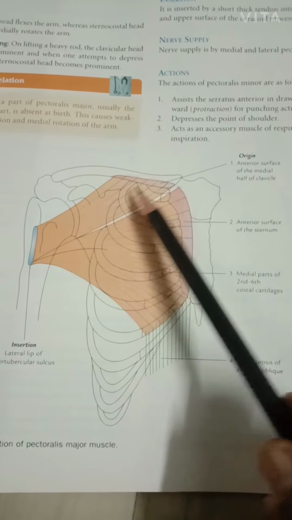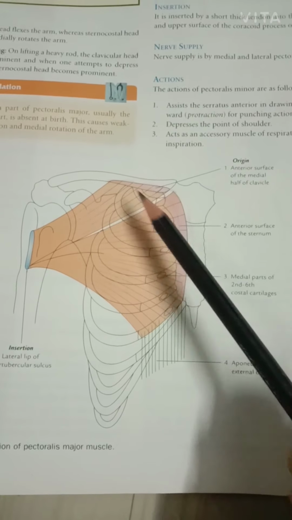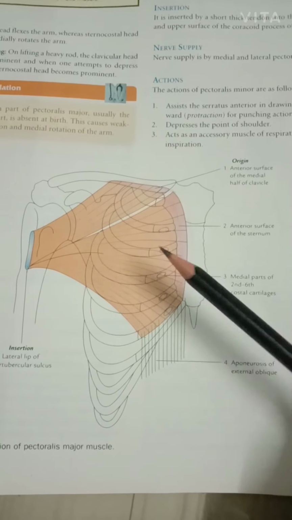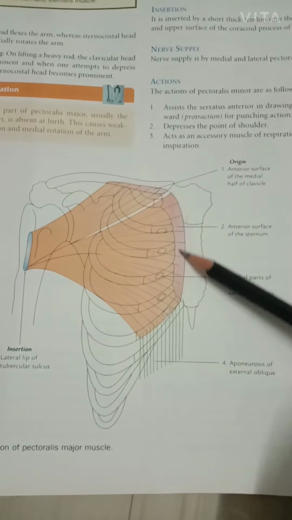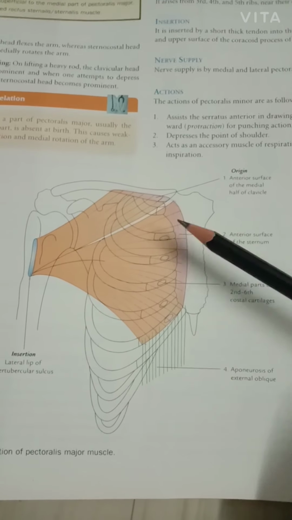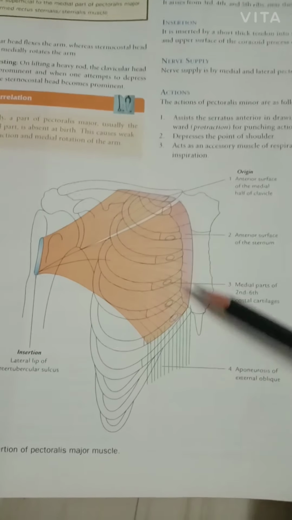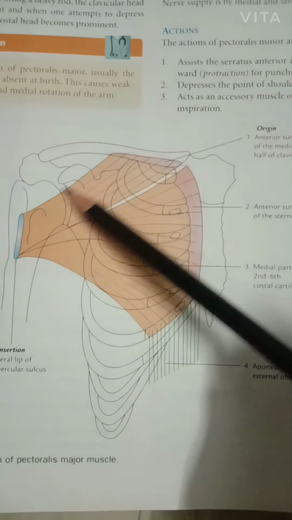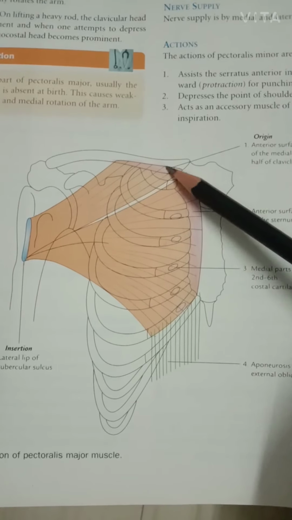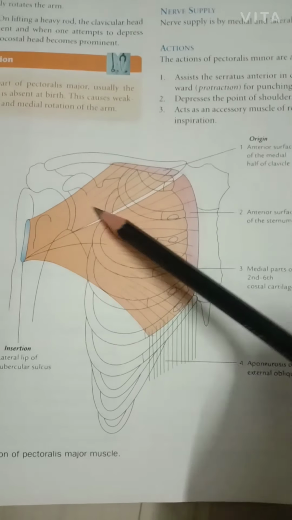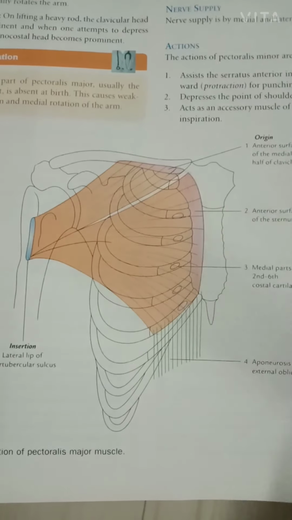The clavicular part produces flexion of the arm, and the sternocostal part is used in extension of the flexed arm and during climbing. So that is the pectoralis major muscle, which occupies most of the pectoral region.